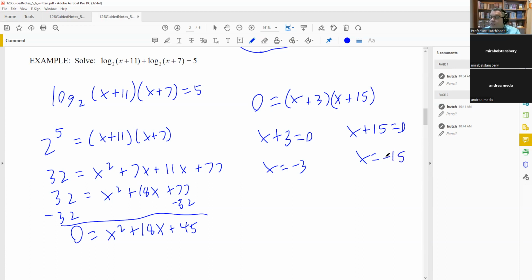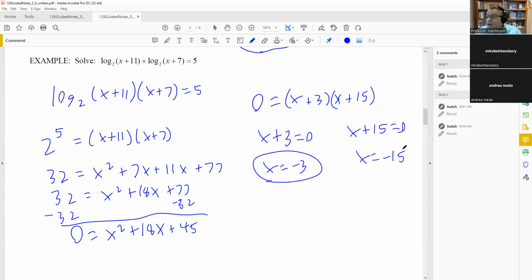Okay, -3 and -15. Now remember, we have to go back to the original equation and plug both these numbers in separately and make sure we don't get a negative inside the log. If I put -3 in here, -3 plus 11, that's 8, that's okay. -3 plus 7 is a 4, that's okay as well. So I know that x equals -3 is okay, that fits the domain.